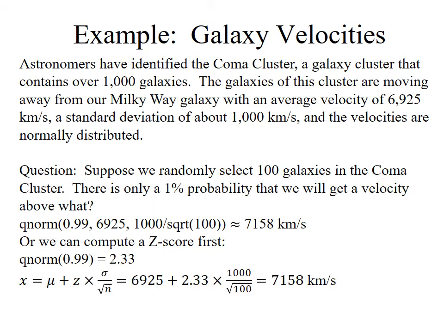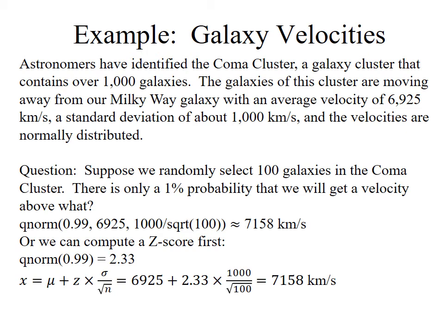Let's do another example with this. Again, the Coma cluster, galaxies, same mean, same standard deviation. Suppose I randomly select 100 galaxies in the Coma cluster. There is only a 1% probability that we would get a velocity above what? Okay, so I want a velocity where we would only have a 1% probability of being above it, and so therefore we would have a 99% probability of being below it. Remember, R is always wanting to deal with probabilities of being less than some value. So whenever I have a probability of being above something, subtract it from 100% and figure out the amount below it. So in this case, I do qnorm of 0.99.